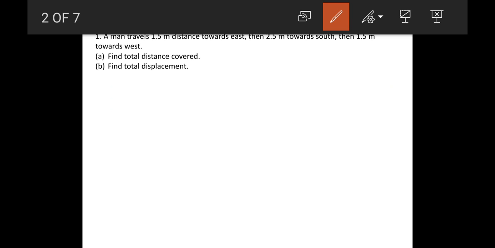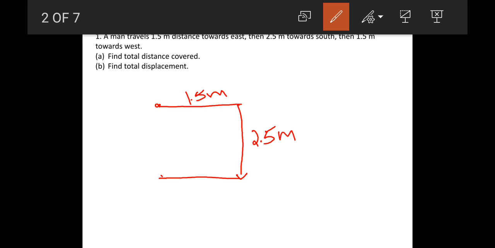So a man travels, let's say the man is here, and it travels 1.5 meter east. This is your east, so this is your 1.5 meter. Then 2.5 meter towards south, that means in this direction. So this is your 2.5 meter in the south direction, and then 1.5 meter towards west, that means again it is going in this direction. So this is again 1.5 meter. This is your diagram, where this is your starting point, S, and this is your ending point, E.